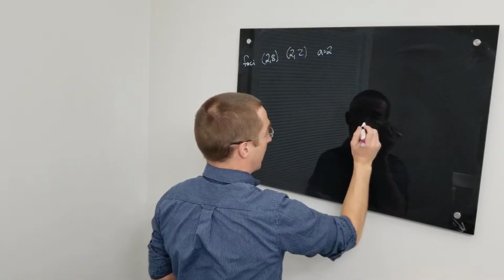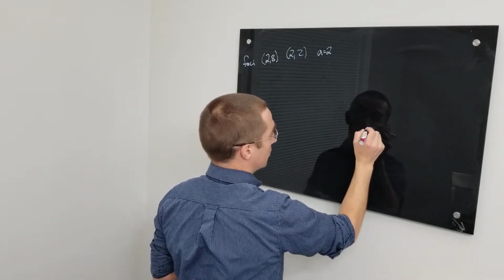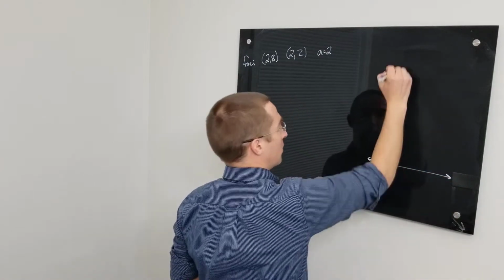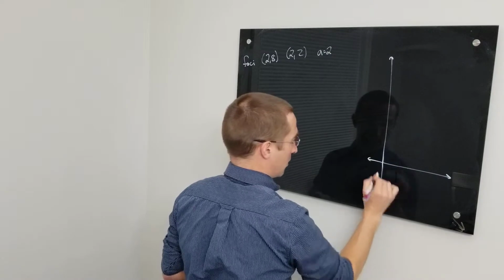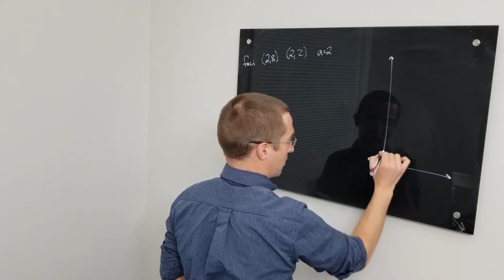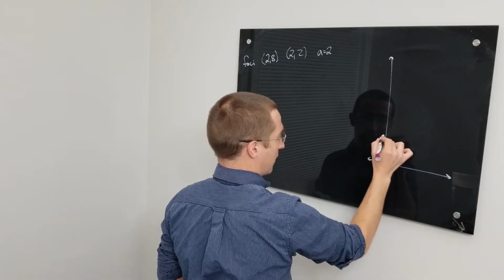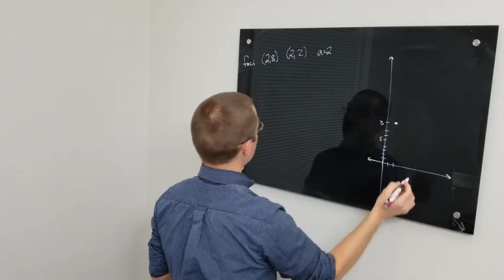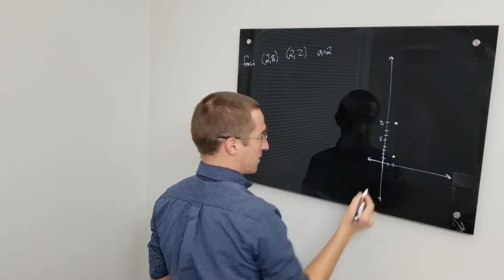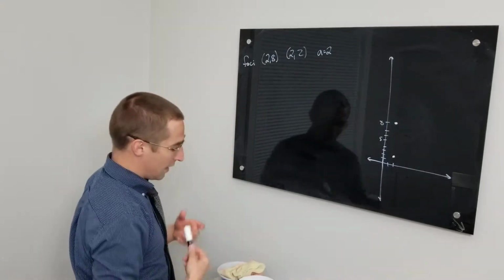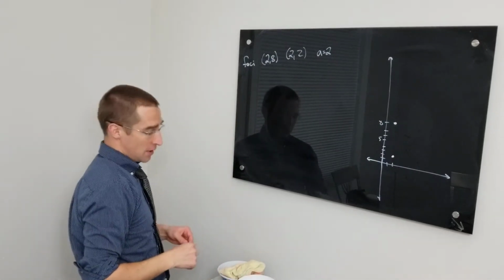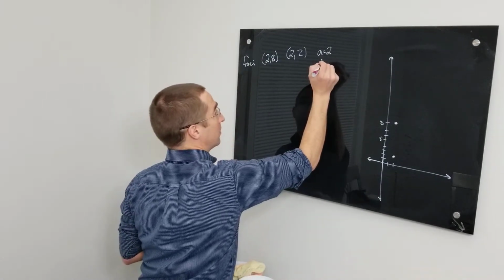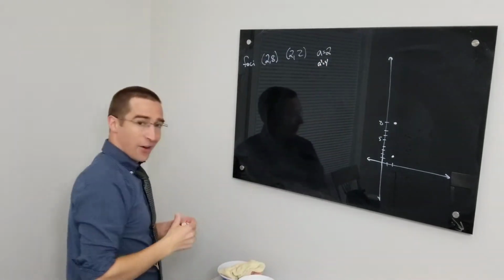So to sketch out the graph here, we're going to go to (2, 8). So 1, 2, 1, 2, 3, 4, 5, 6, 7, 8. So (2, 8), that's a focus. (2, 2), that's another focus. So those are our foci. And then we've got a equals 2. So that means, well, a squared would equal 4, right? How does that help us?